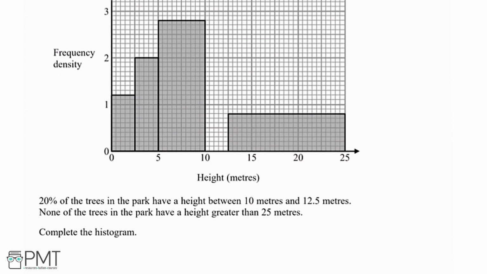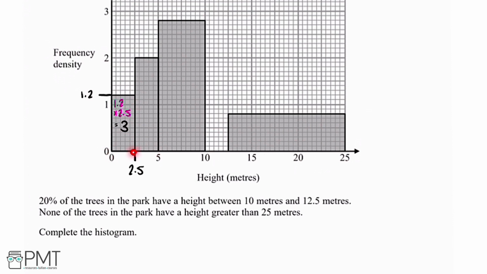Okay, so when we're working with a histogram like this and look at the frequency density, to work out the actual numbers of trees, we need to look at the areas of these bars here. For example, look at this one first. We go up to 2.5 here, and we go up here, that's going to be 1.2. So if we do 1.2 multiplied by 2.5, that equals 3. So this represents 3 trees. There are 3 trees which have a height between 0 and 2.5.